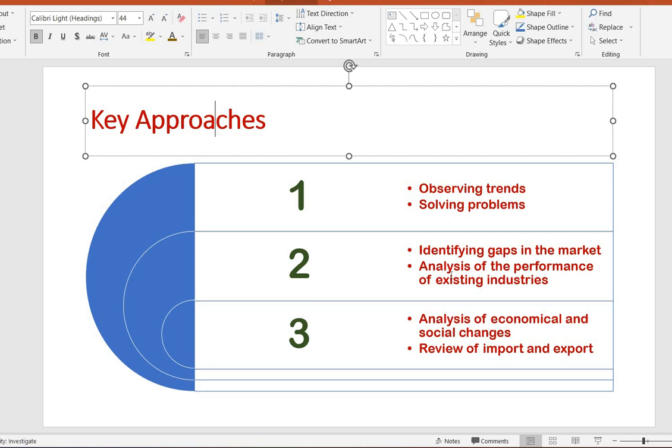Accordingly, we can prepare a kind of analysis report or a statistical analysis which can help to identify the new opportunity or a scope, and that can be one approach when we go for project identification. And next is analysis of economical and social changes.